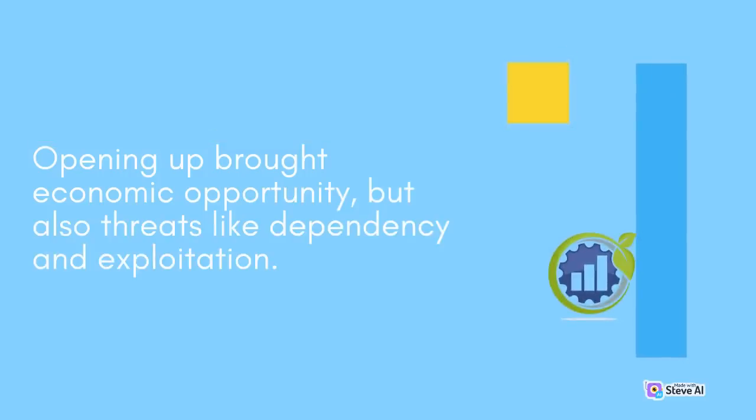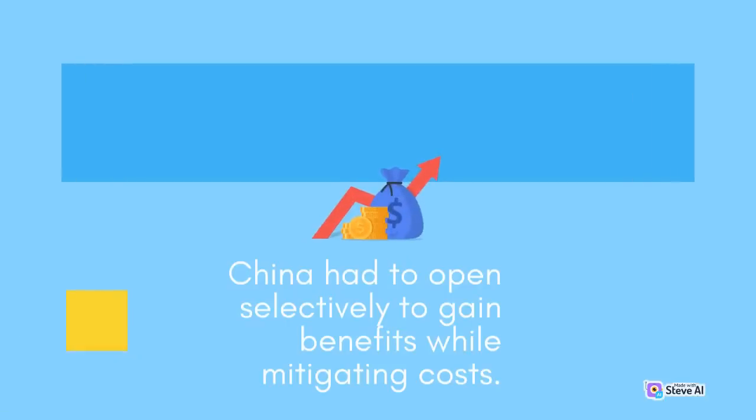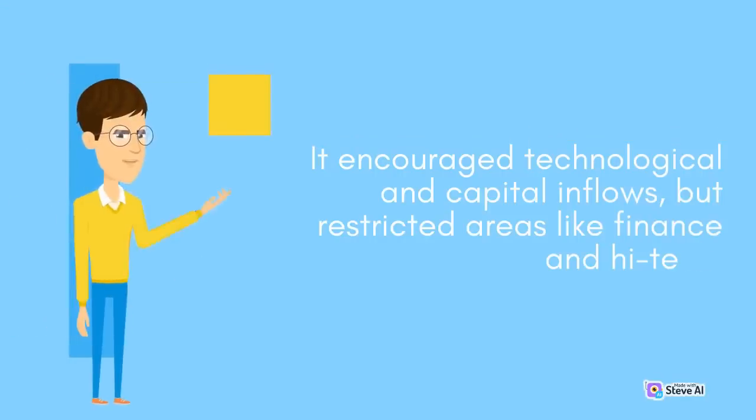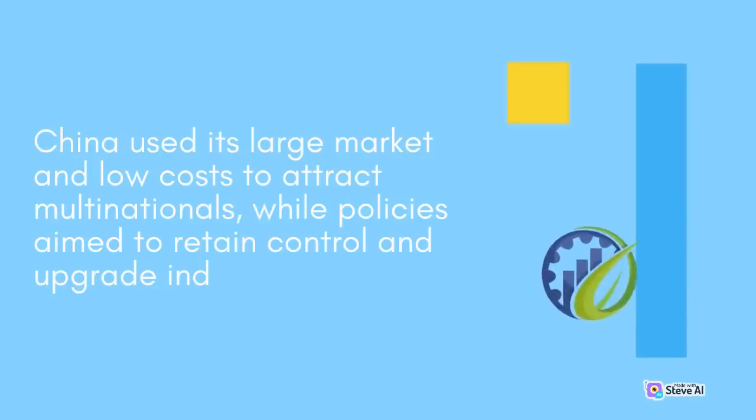Opening up brought economic opportunity, but also threats like dependency and exploitation. China had to open selectively to gain benefits while mitigating costs. It encouraged technological and capital inflows, but restricted areas like finance and high-tech. China used its large market and low costs to attract multinationals, while policies aimed to retain control and upgrade industries.